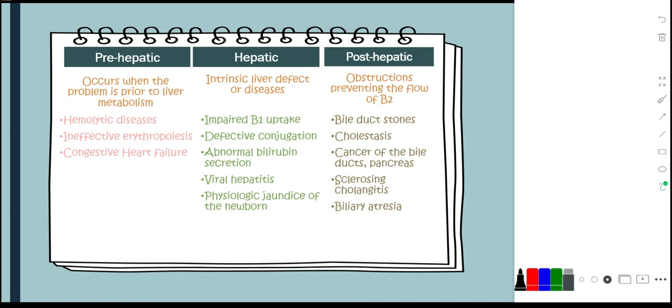And of course, post-hepatic jaundice will be caused by obstructions preventing the flow of B2. So, there's no problem occurring prior to liver metabolism. The liver is also not damaged. However, your bilirubin, particularly your conjugated bilirubin, still could not reach the small intestine because there would be obstructions along the biliary duct. So, these obstructions could be caused by bile duct stones, cholestasis, cancer of the bile duct, or cancer of the pancreas, sclerosing cholangitis, and in cases of biliary atresia.